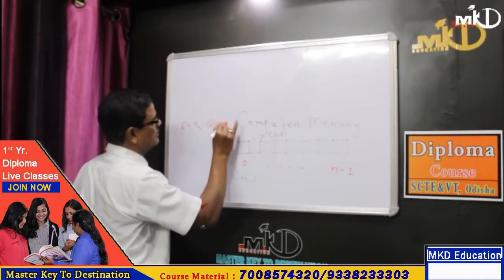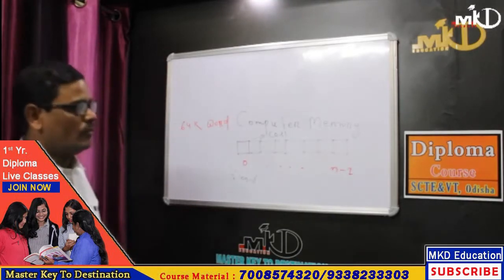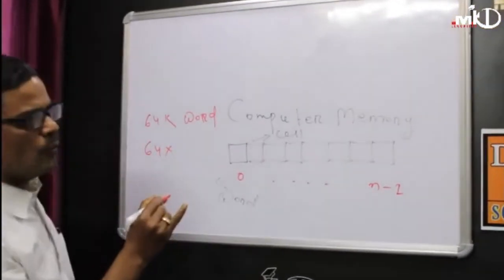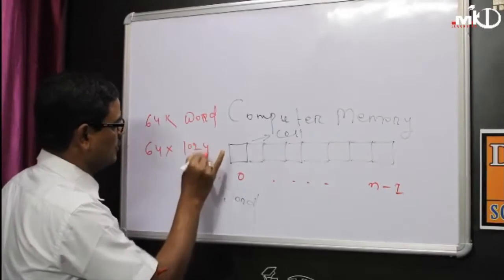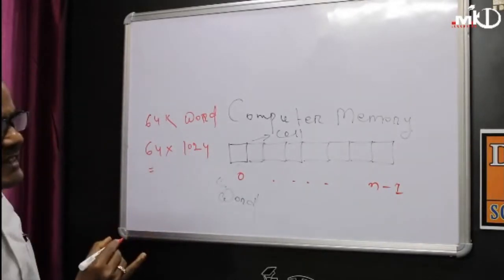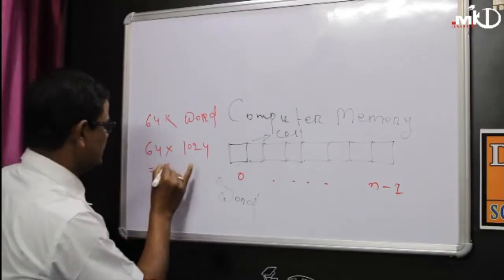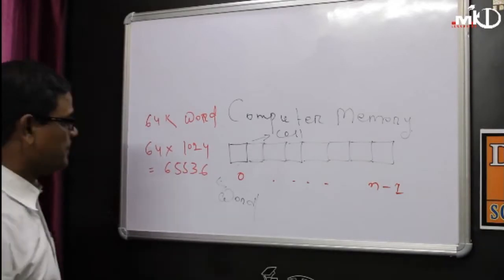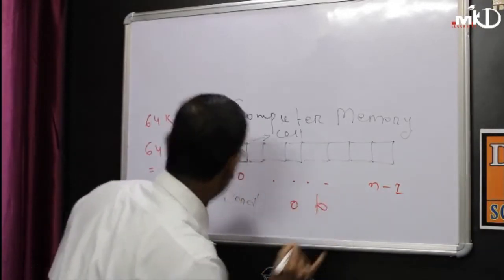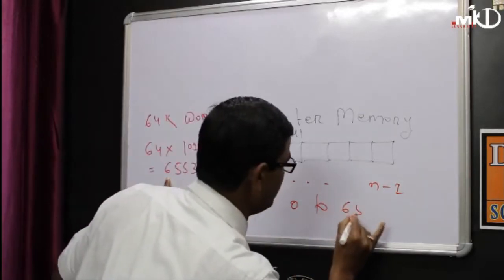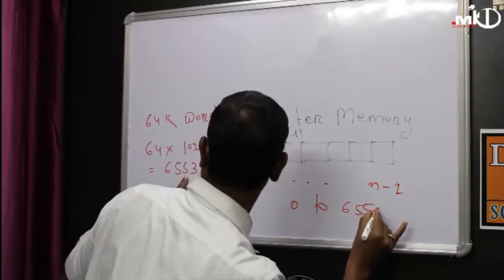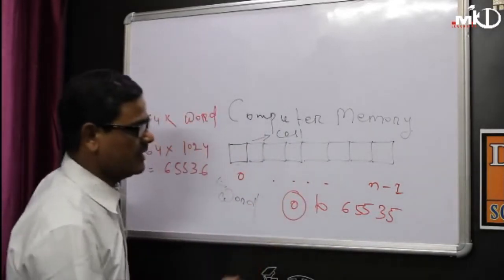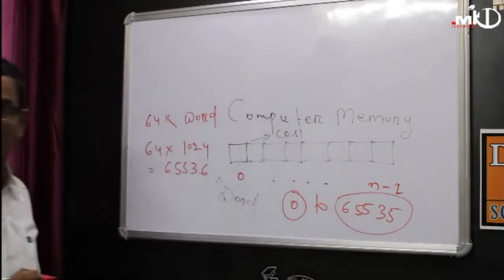For example, if the computer has 64 kilobytes, then the memory size should be 64 into 1024, equal to 65536. So this is the base address, the starting address, and that is the ending address of the computer memory.